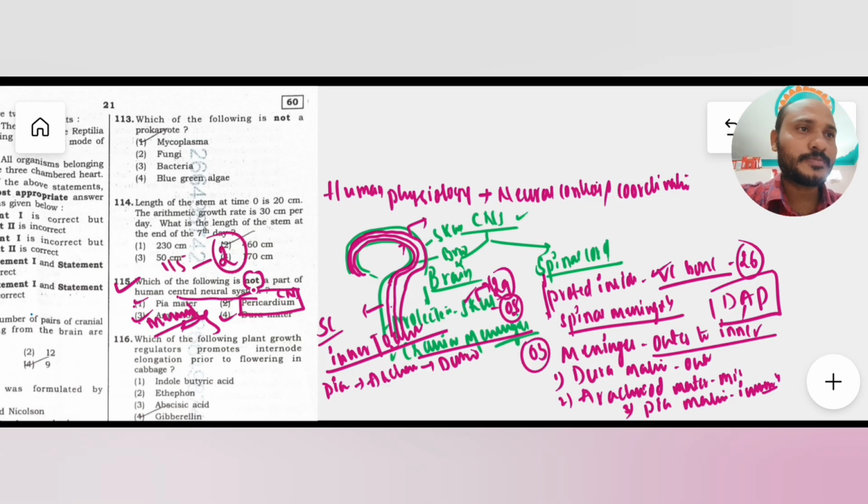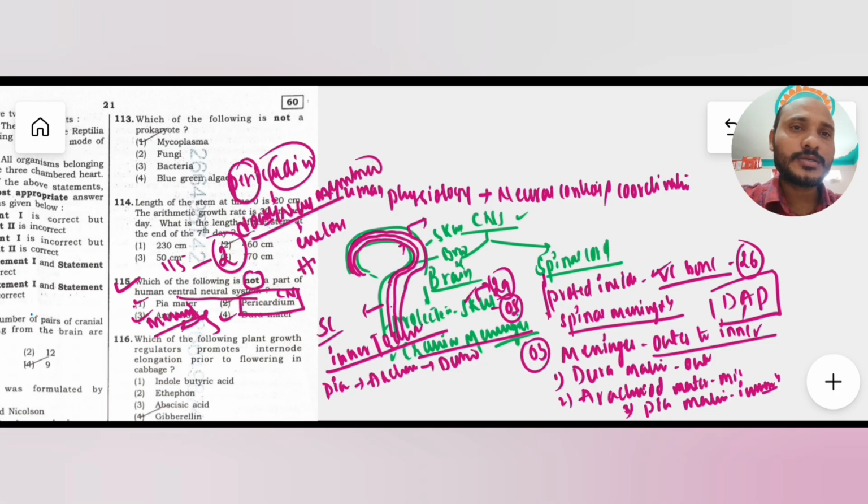Then what about the pericardium? Generally, the pericardium is a double membrane sac-like structure. Peri means around, cardium means heart. So the layer present around the heart is called the pericardium. The wall is a double wall, and the double membrane that encloses the heart is called the pericardium. For example, how they are enclosed is like this.